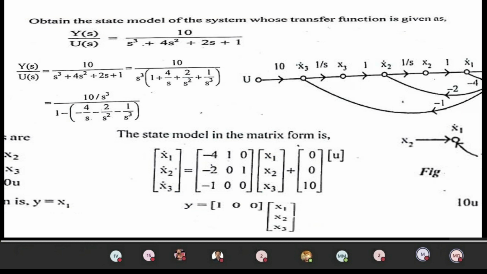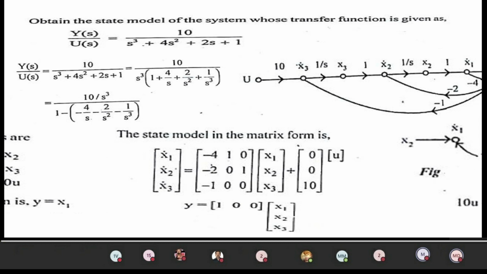Now you can see one more problem. You have to obtain the state model for the given transfer function, which is simply given. You can see s cube is there. Take s cube out commonly, and now you can see 1 plus 4 divided by s plus 2 divided by s square plus 1 divided by s cube is available.